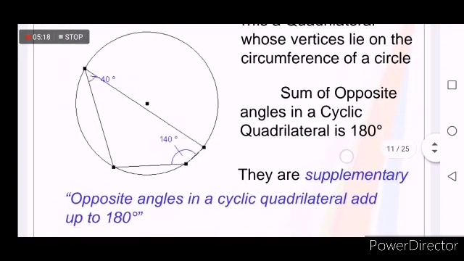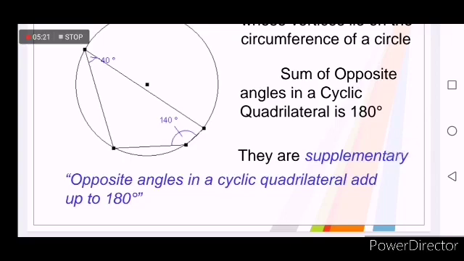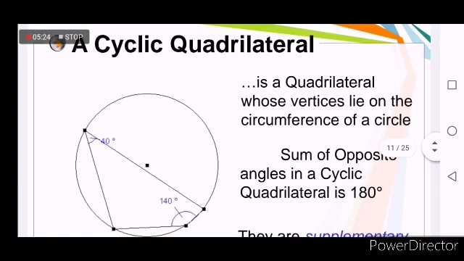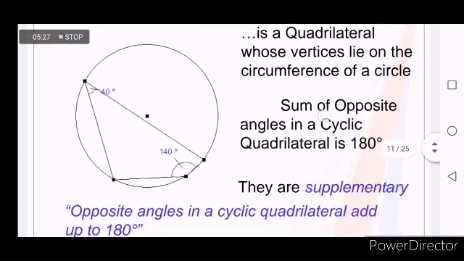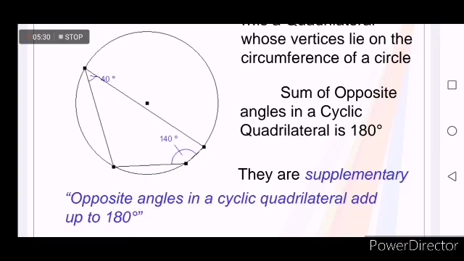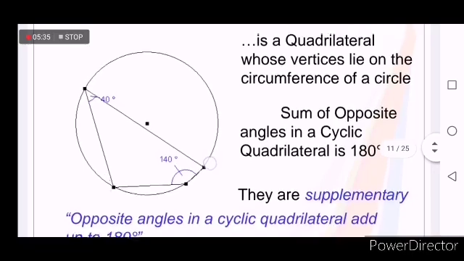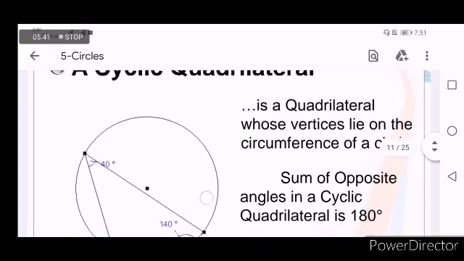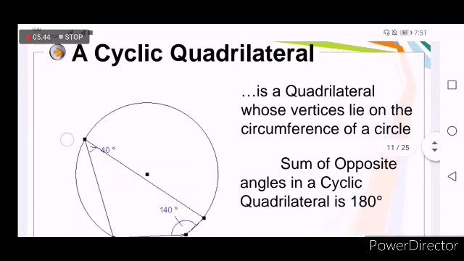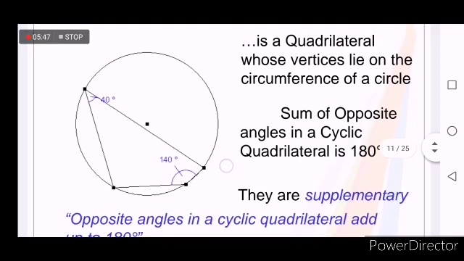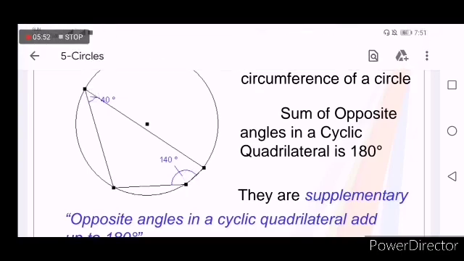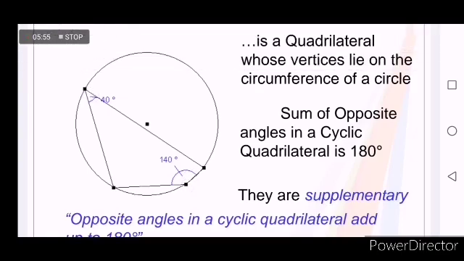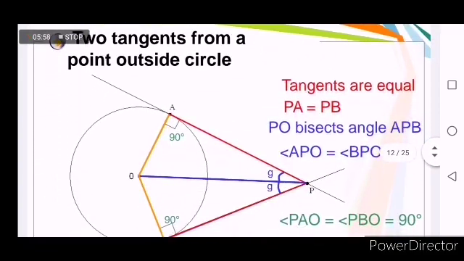We also have what we call supplementary or opposite angles in a cyclic quadrilateral. But what is a cyclic quadrilateral? This is a quadrilateral inscribed in a circle, and it can be formed by putting its vertices on the circle. So we have a cyclic quadrilateral like in the figure. Opposite angles of a cyclic quadrilateral are always supplementary, meaning their sum is always equal to 180 degrees.